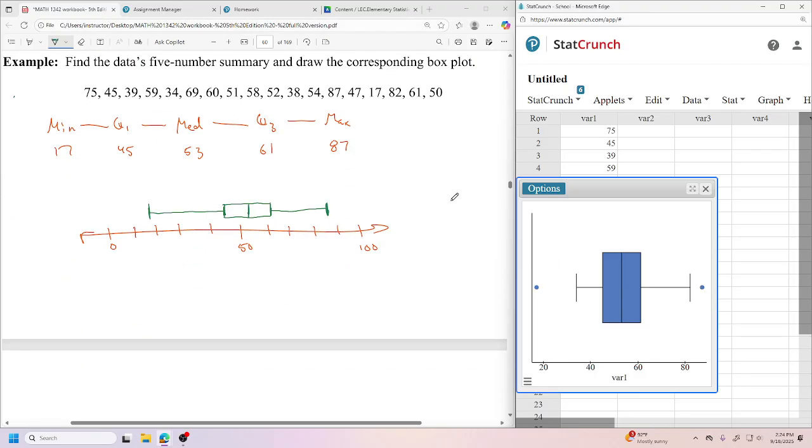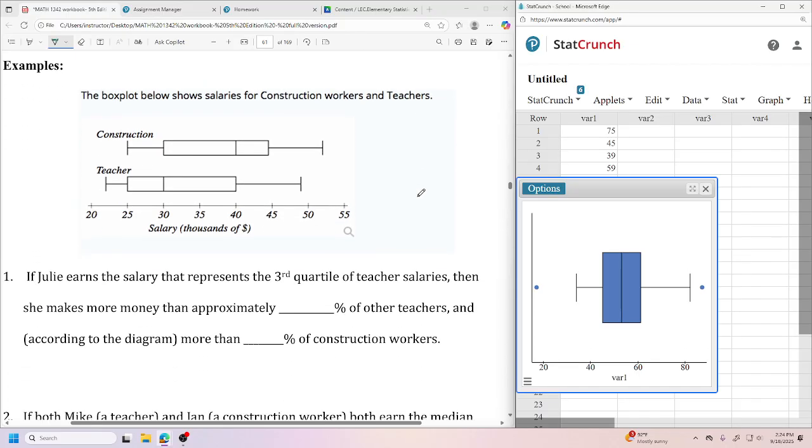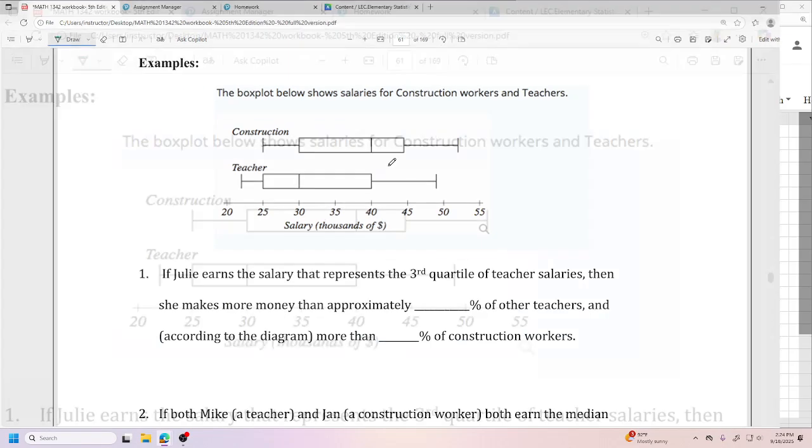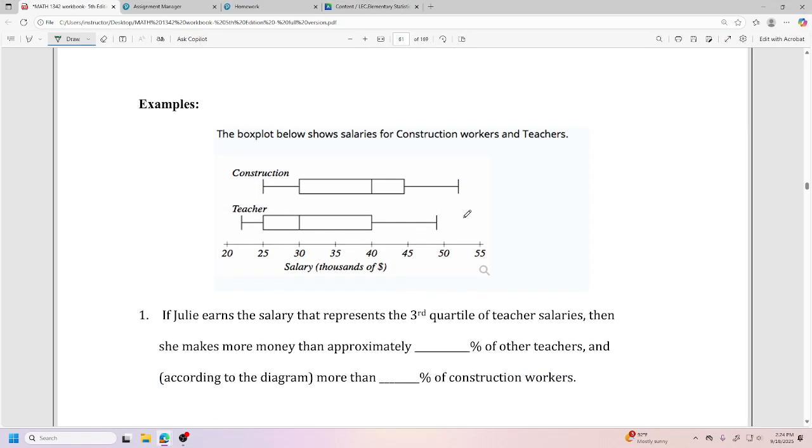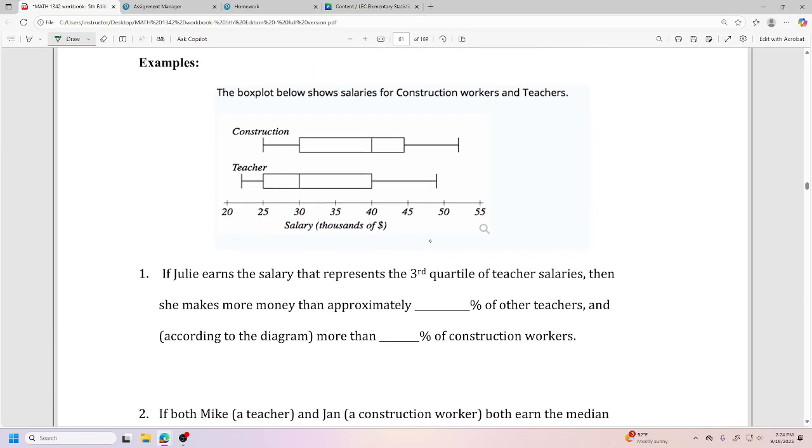Let's see what else we got going on here. I'm going to zoom out to do this one. This is more of a concept problem than anything. They're wanting to compare salaries. So Julie earns a salary in the third quartile of teachers, then she makes this much above all teachers, and so on. I don't think we're using this much right now. It's this third quartile. And so third quartile is how much percentage?